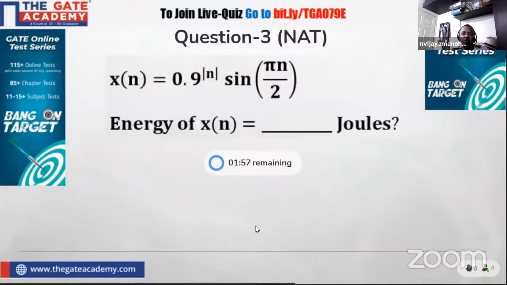X of n is given to be 0.9 power n sine pi n by 2. What is the energy of x of n? This is a numeric type of question. Let's see. Come on, we need some tough competition here. Come on.